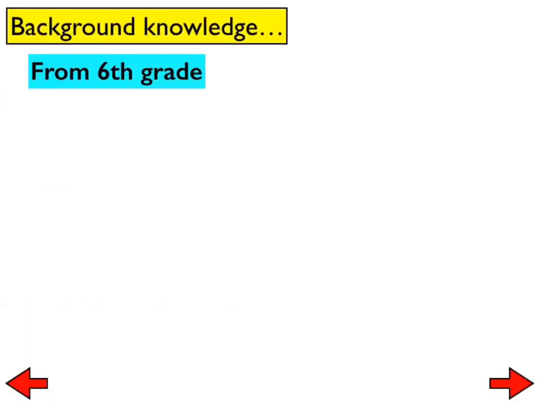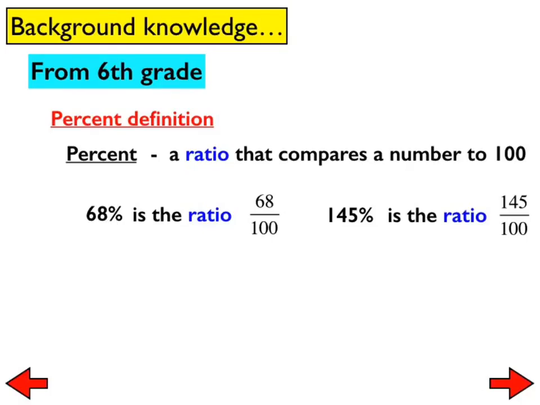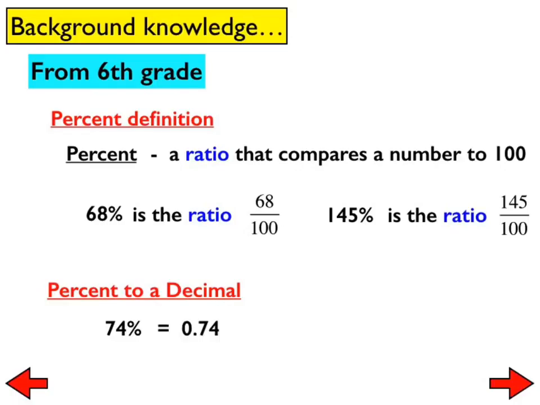Starting with a little bit of background knowledge, in 6th grade you learned about percent, and that definition of percent was a ratio that compares a number to 100, which I also talked about last week a little bit. So 68%, that would be as a fraction 68 over 100. I know that could be reduced, but that would be like the first step of talking about percent. 145% would be as a ratio 145 over 100, because again, percent is comparing to the number 100. So as a percent to a decimal, you also did this in 5th or 6th grade. 74% as a decimal would be 74 hundredths. Because if you think about this, this would be 74 over 100, as the decimal would be 74 hundredths, 0.74.